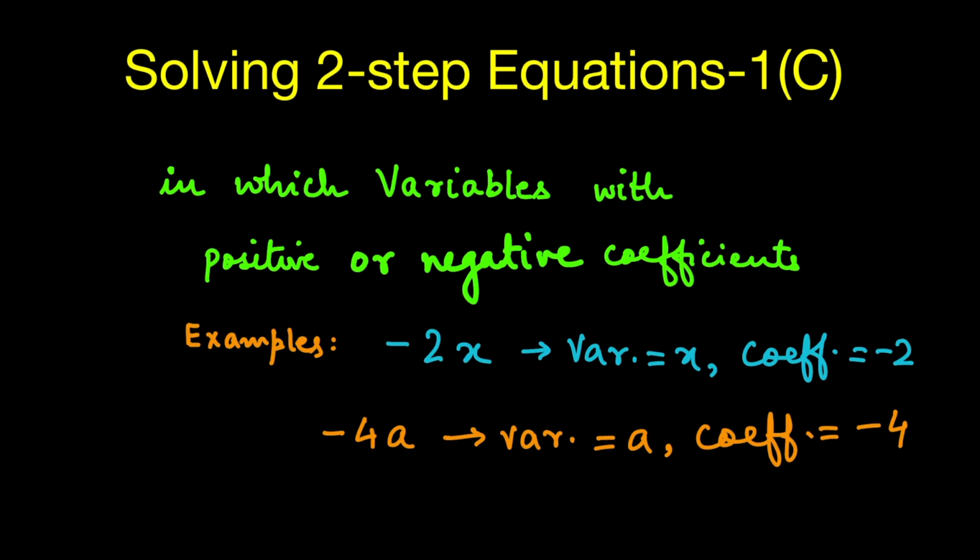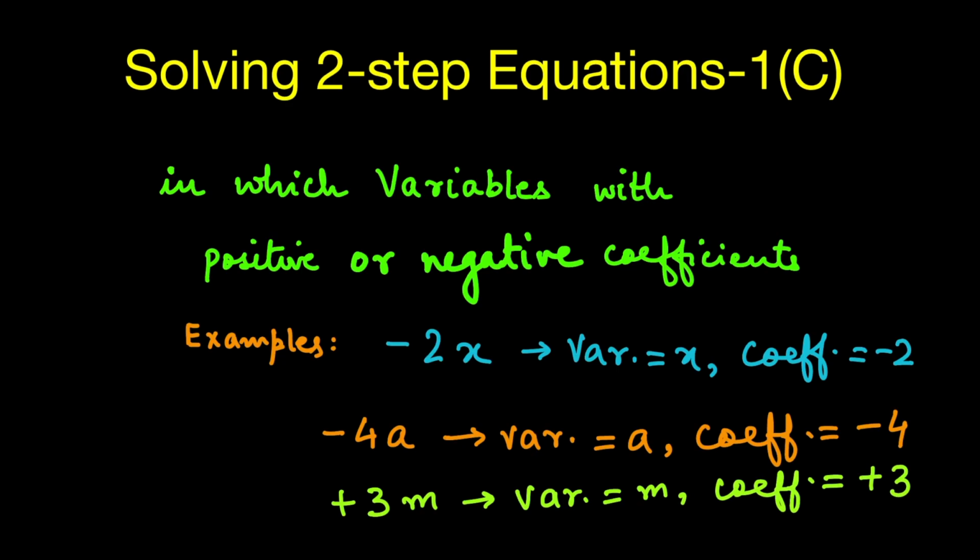Another example, plus 3m. The variable is m, the coefficient is positive 3. So now we'll take the mixed examples.